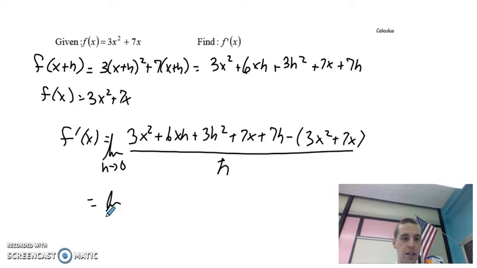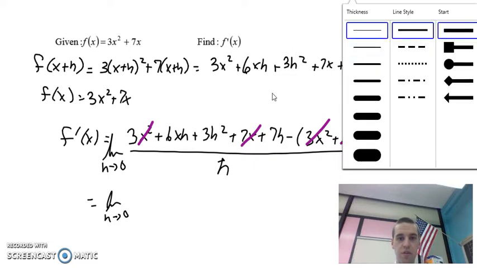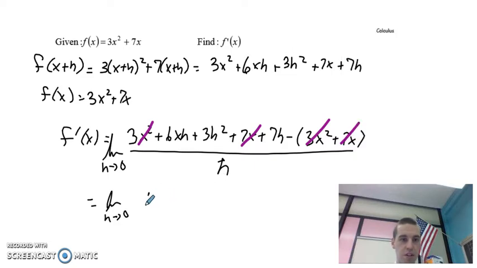So we're going to get the limit as h approaches 0. And again, remember that these can always cancel. And so what are we left with? Well, we're left with 6xh plus 3h squared plus 7h, all divided by h.